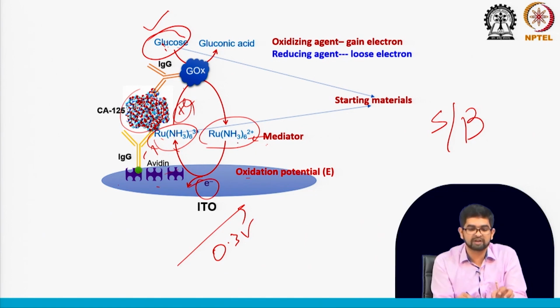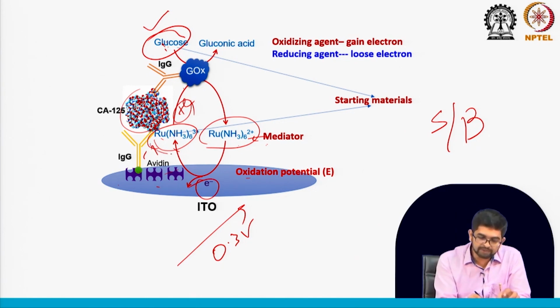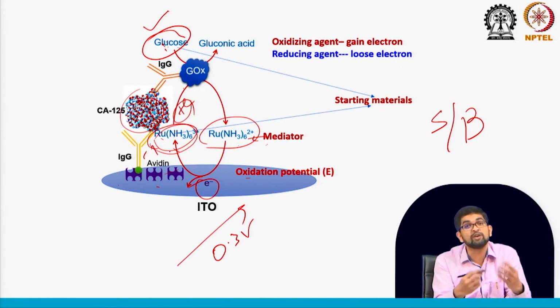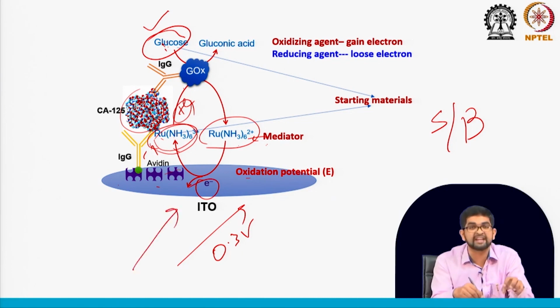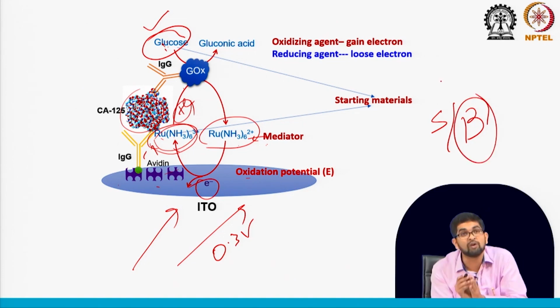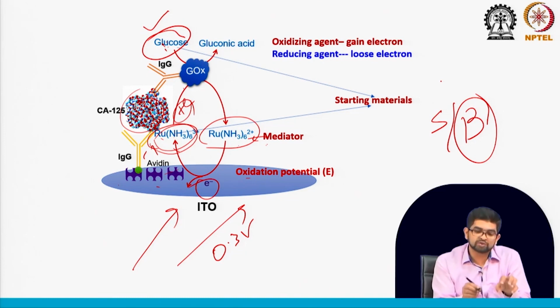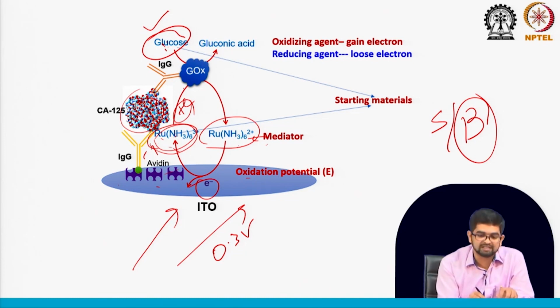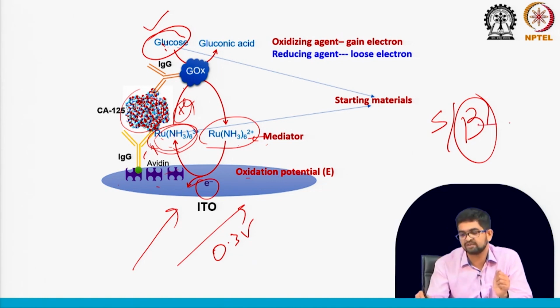Ruthenium hexamine 2 plus also cannot form because they are not getting electrons. And ruthenium hexamine 3 plus is already the oxidized form. If we want to oxidize it again, ruthenium hexamine 4 plus is not very stable, so we cannot make faster reactions. That is why the background will be very, very slow. So we have to choose such a mediator in the higher oxidation state, so that it will not react very fast on the electrode surface. So, you naturally will get the low background.